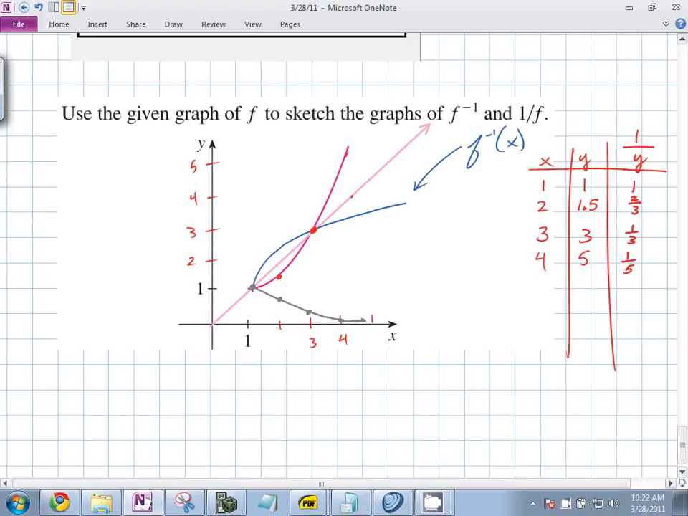Is it ever going to get to the axis? Is it ever going to cross? No. Because this thing just keeps on getting bigger and bigger, right? 1 over that is going to keep on getting smaller and smaller. 1 over a number, can that ever equal 0? 1 over a constant never equals 0. There's your graph right there.